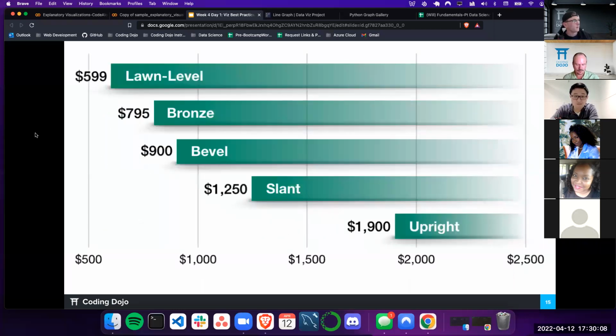What about this guy? Got lawn level, bronze, bevel, slant, upright. What do you guys see here? What are some things that could go wrong? What are some things that don't look good? This graph looks like it should be backwards. Yeah, right. Looks sort of inverted.